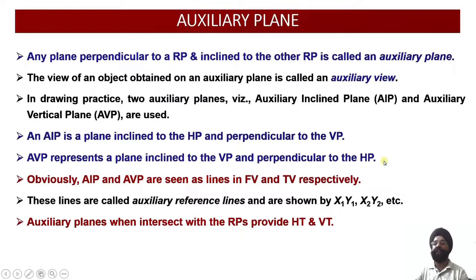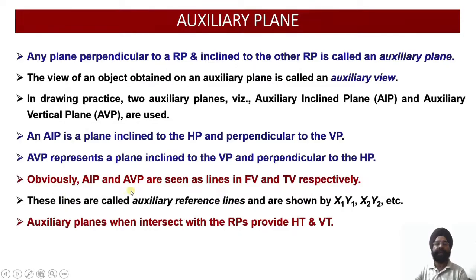So AVP will be used to obtain the true shape of those surfaces which happen to be inclined to the vertical plane. By using these two planes, we are going to draw these two, AIP and AVP, parallel to those surfaces which are inclined to HP or VP respectively, in order to obtain the auxiliary planes parallel to these inclined surfaces, and in a way they are going to provide us the true shapes of these inclined surfaces.